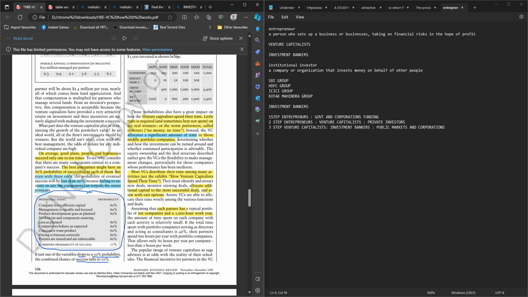The points are: company has sufficient capital, management is capable and focused, product development goes as planned, production and component sourcing goes as planned, competitors behave as expected, customers want the product, pricing is forecast correctly, partners are signed and agreements are enforceable, and patents. There are different patents like IPs which they can sell and earn profit in the future. Combined probability of success is 17%. If any one of the factors decreases by 50%, then the success falls to 10%. It means that these factors should work in a business to get the initial business successful in the market.